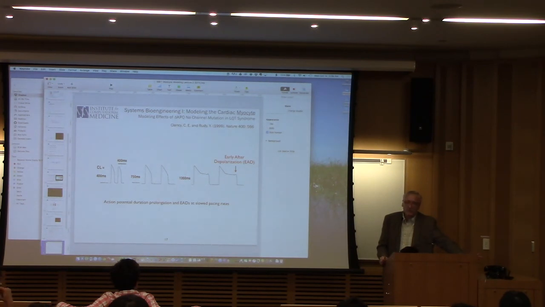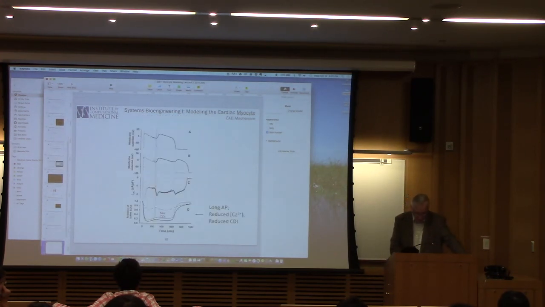And so this kind of work has been done over and over in the field with many, many different types of mutations, relating molecular level events and abnormalities to the integrative function of the myocyte as a whole.